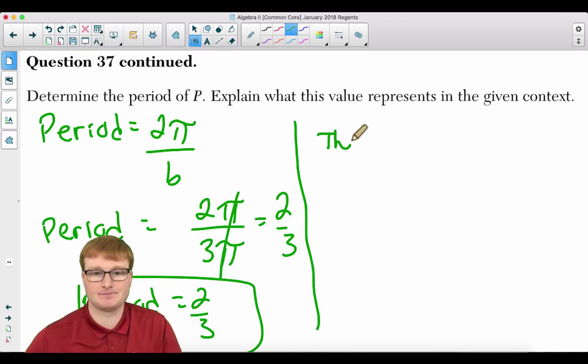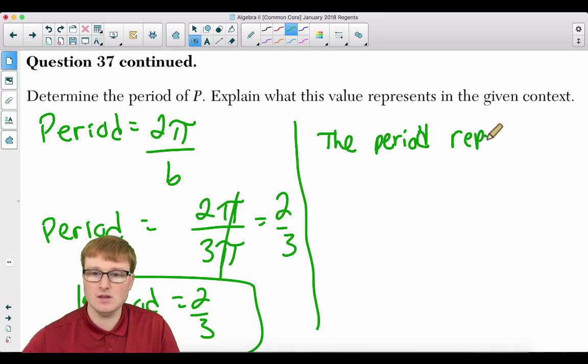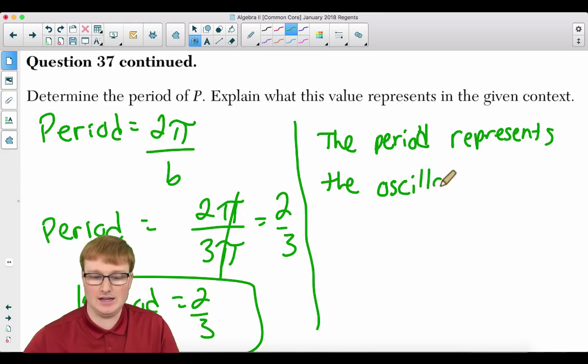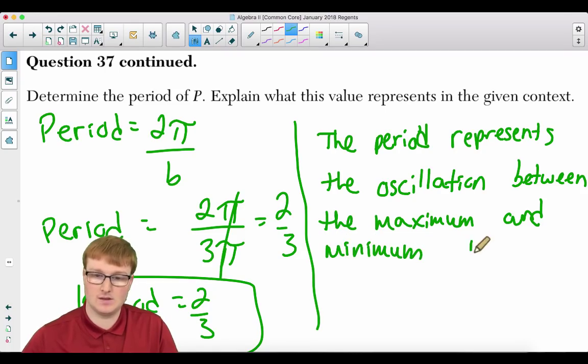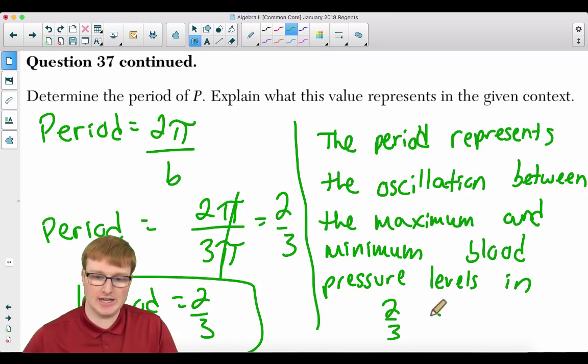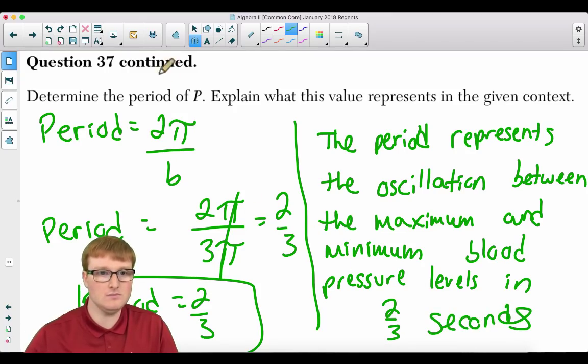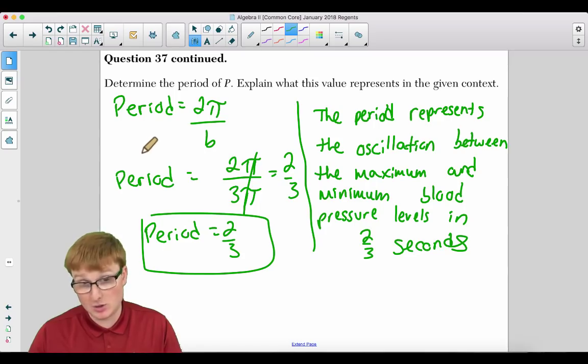So the period represents the oscillation between the maximum and minimum blood pressure levels in 2/3 seconds. And that is the answer to that part of the question.